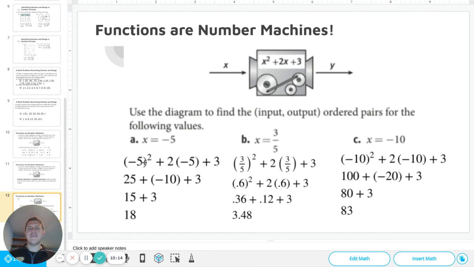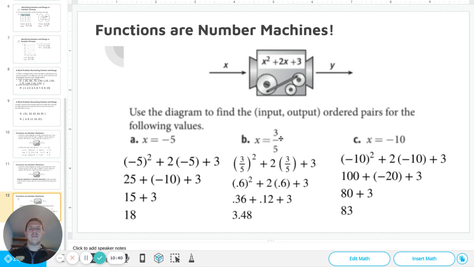So you want to have negative 5 squared plus 2 times negative 5 plus 3 for the first expression. Simplify this. Remember, exponents first, then multiplication, division, and then addition and subtraction. That's going to give me 25 plus negative 10 plus 3, and I can just go ahead and add everything down from left to right here. So 25 plus negative 10 is 15. Add 3 to it gives me 18. So I put negative 5 in, I get 18 out.